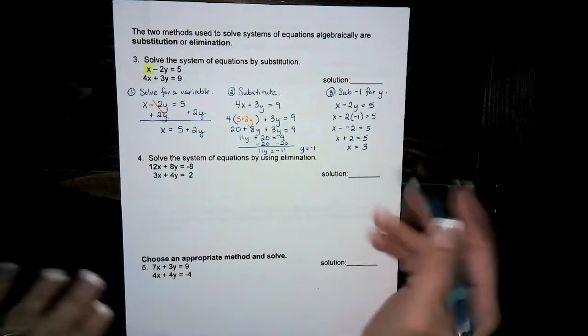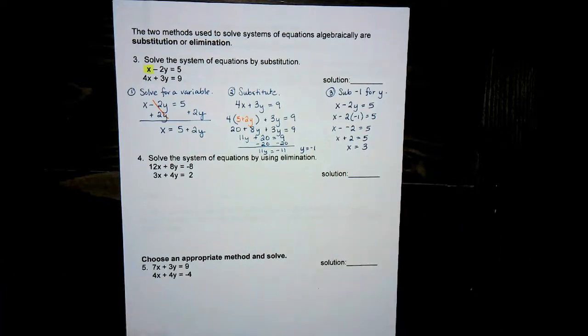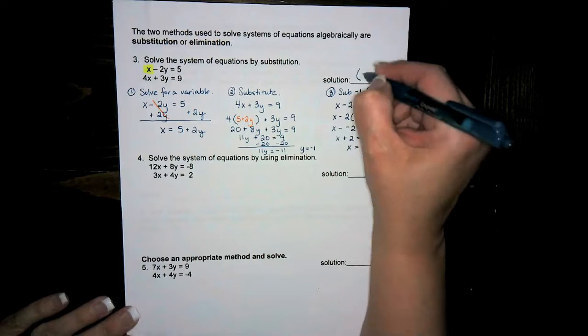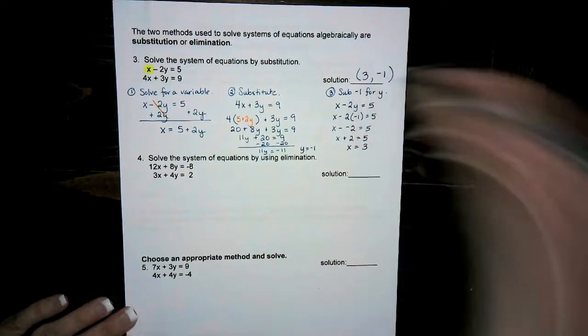Now, to write your final answer, I want you to make sure you do them in alphabetical order. So I want you to write that x first and that y second.